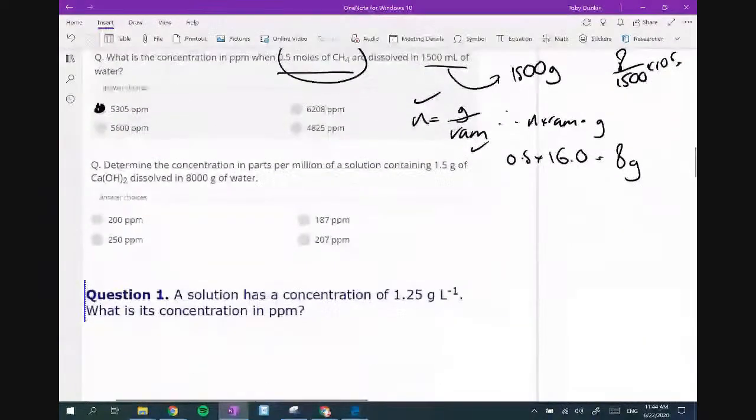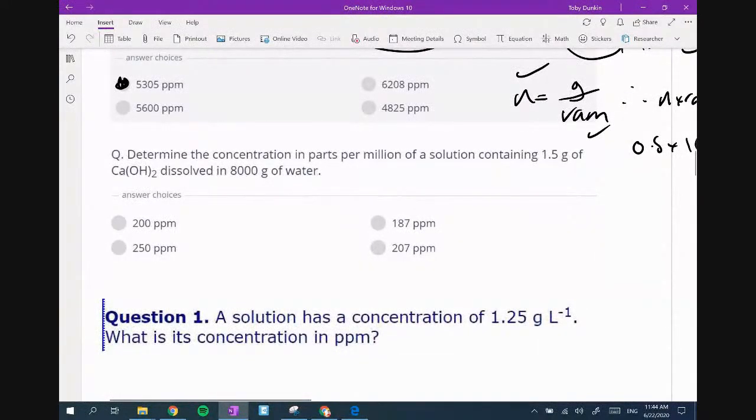Done. Next. Determine the concentration in parts per million of 1.5 grams in 8,000 grams. Oh, that's all right. That's nice and easy. 1.5 over 8,000 times 10 to the 6. Nice easy one. God, that's a doddle, isn't it? I said that word to my Year 10s today, and they didn't know what I meant. Times 10 to the 6 gives me 187.5. There we go. Done.